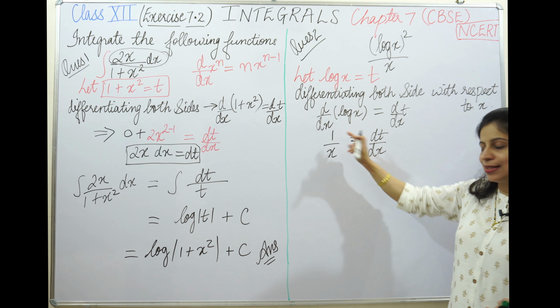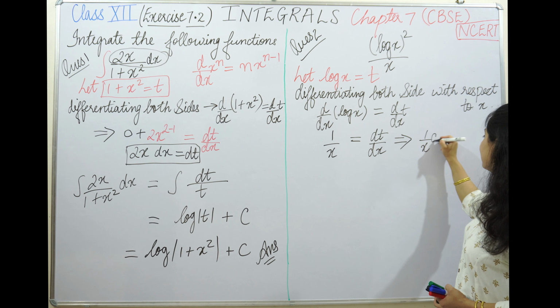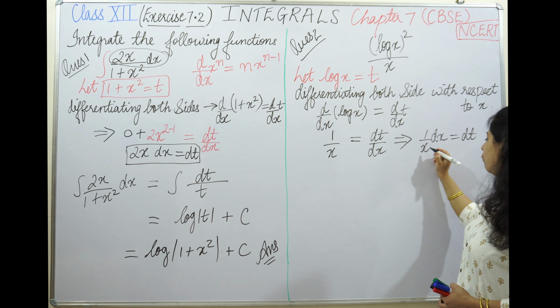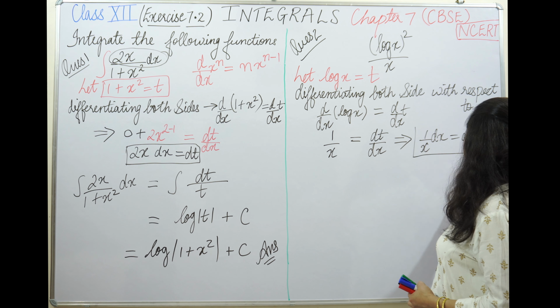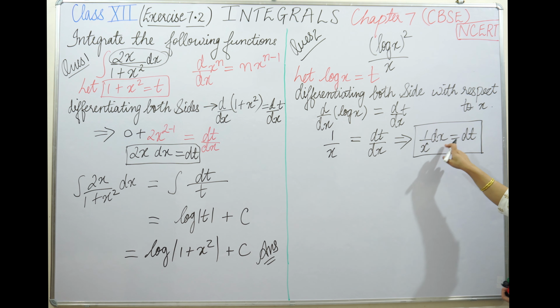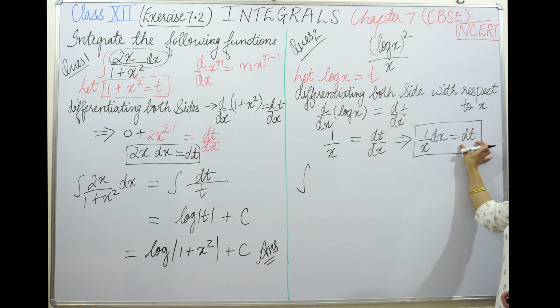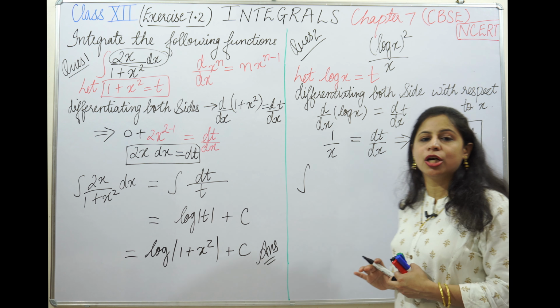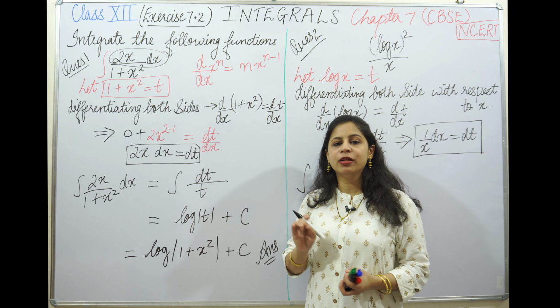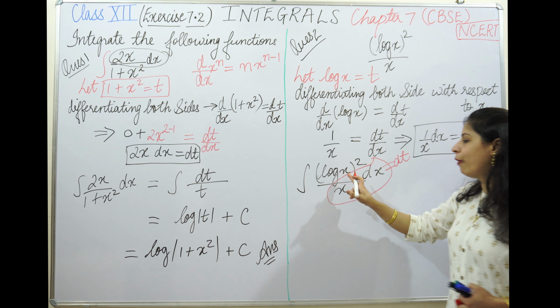So this dx can go to that side. So it will become 1 upon x dx is equal to dt. Okay. So here we need to integrate. We will be substituting 1 upon x dx to be equal to dt. So we will be getting the integration in terms of t, and we will be integrating with respect to t. Here the expression was (log x) whole square upon x dx. So 1 upon x dx can be substituted as dt, and log x is t.